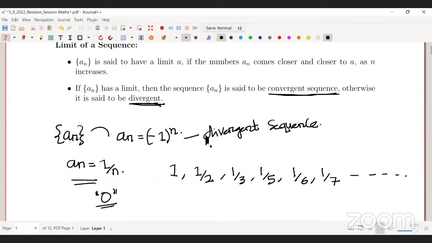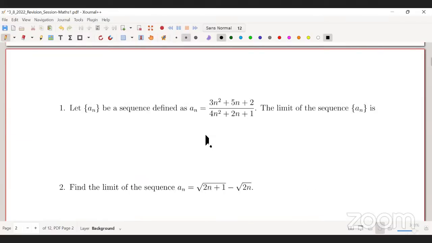Okay, so let's go to a few examples. Any idea what will be the limit of this sequence? Question number 1. 3 by 4. Any idea how we should proceed? We need to divide by n square, numerator and denominator both. Correct. All of you are correct.